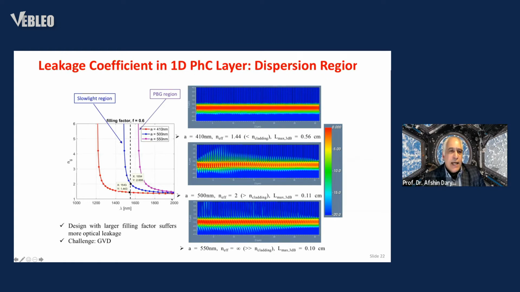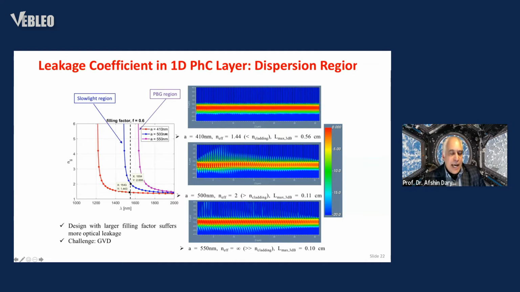Let's see the design that we need to go through for the 1D photonic crystal realization. It's a periodic structure with the periodicity of A. If we adjust that from 410 nanometers all the way to 550 nanometers, I have highlighted 3 of these plots. One is for the 410 nanometers, which is in the photonic band gap, where you're going to have a lot of attenuation.